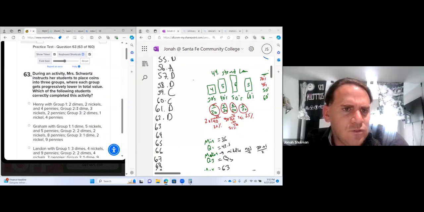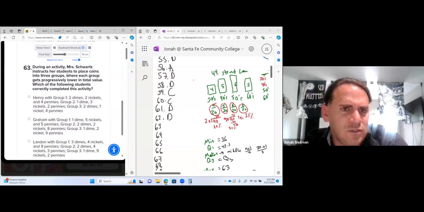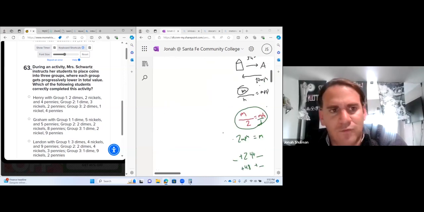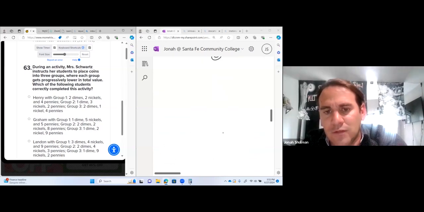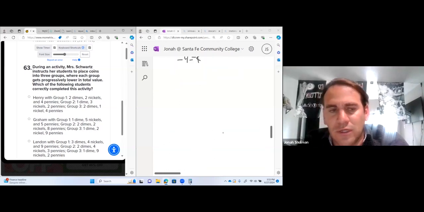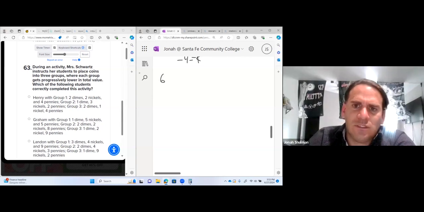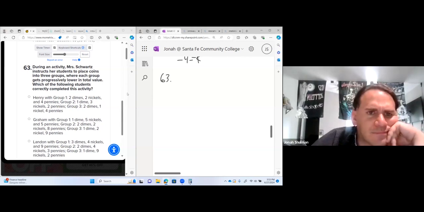Okay. So during an activity, Mrs. Schwartz instructs her students to place coins in 3 groups, where each group gets progressively lower in total value. Which of the following groups is correct? All right, so we just have to figure out who did this right by figuring out the money. So we're up to 63. The other one didn't really need much explanation.